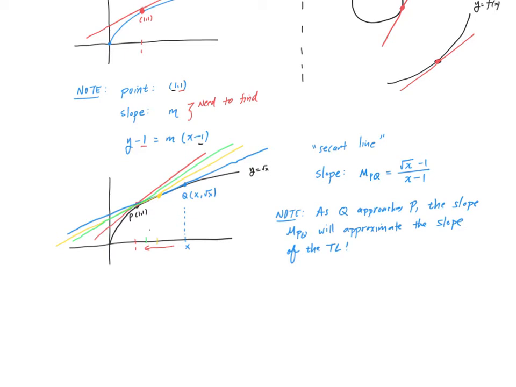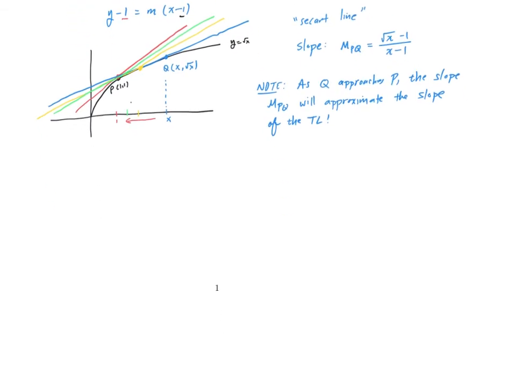So now that we see what needs to be done, we need to collect a little bit of anecdotal data. That is, we need to think about, for some x values close to 1, on the right or the left, what is this slope MPQ going to be becoming close to? So we're going to make a table of some values. So first, thinking about from the right-hand side, for an x value close to 1, what is that associated slope of the secant line?